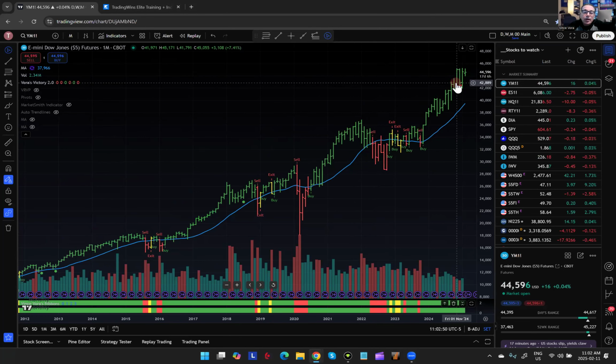And if you look at the monthly here on the Dow, yes, the past couple months we've been just kind of back and forth in a range, but overall we're well above the 20. You can see that we're trending from bottom left to top right. That is exactly what you want to see on a chart if you're trending to the upside.